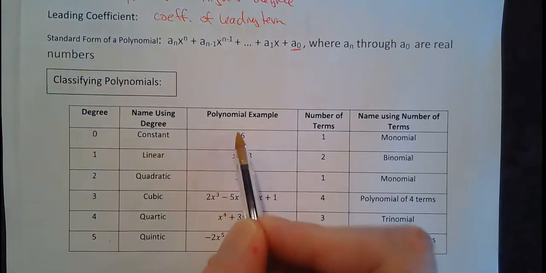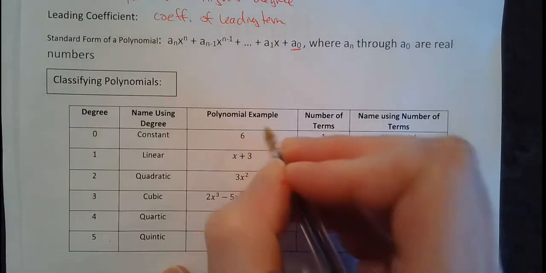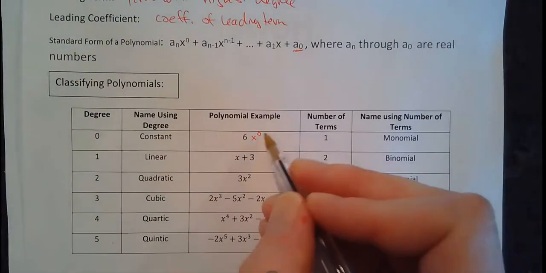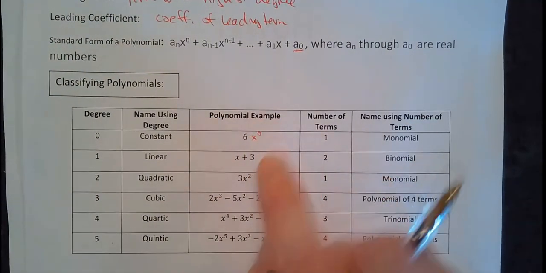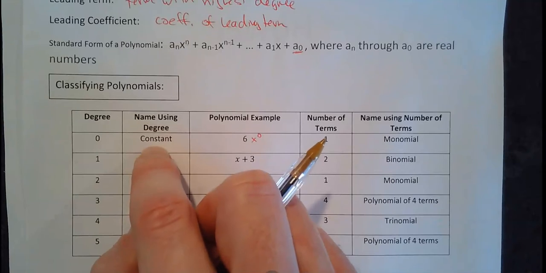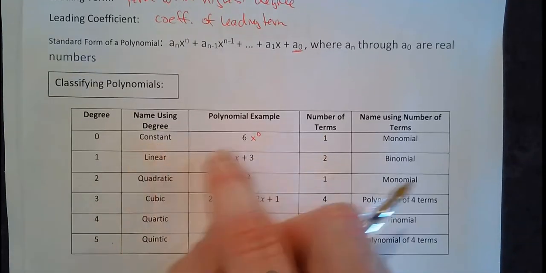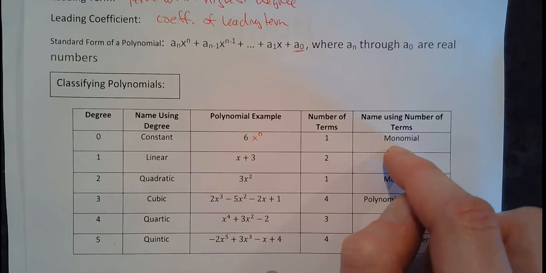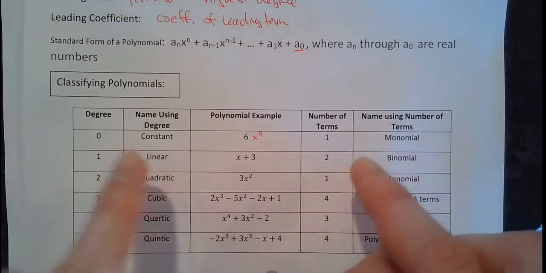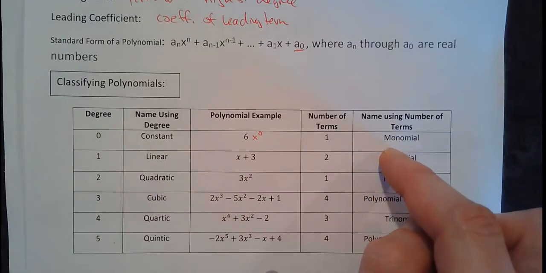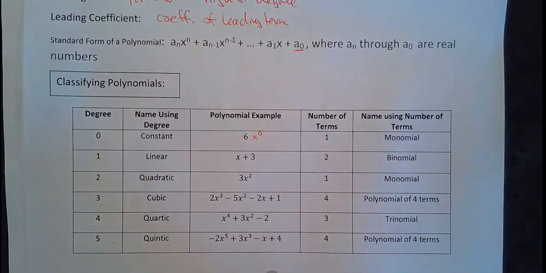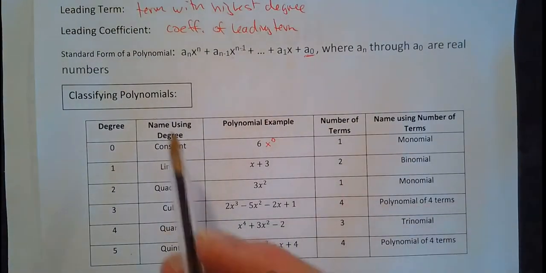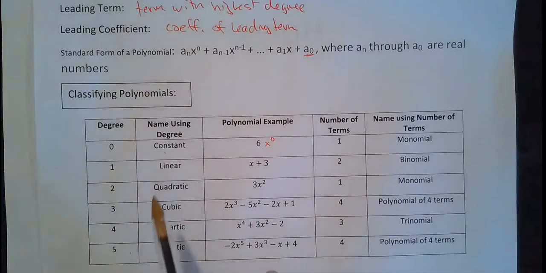This first one has a degree of 0. This would be the same thing as 6x to the 0 power. Anything to the 0 power is 1, so we don't write it, so just 6. If it's to the 0 power, it's considered a constant. And for number of terms, it has one term, so it's a monomial. We're going to see different combinations. It's not that constant always goes with monomial every time. You can have a linear go with a monomial. You can have a quadratic go with a monomial. So they can go in any combination. It's not that constants are always monomials.